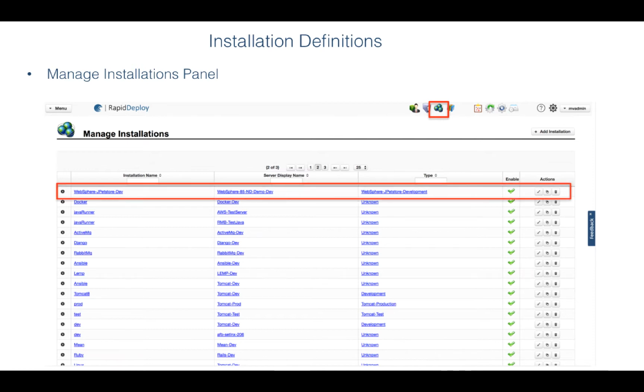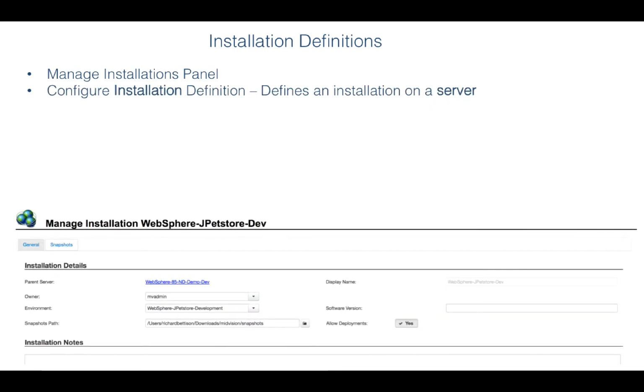Okay, here I'm going to just select this WebSphere JPET Store Dev installation. I'm going to have a look at it. There's actually not much detail about an installation. It has an owner. It has a snapshot path. And the snapshot path determines if we take a snapshot of this installation. So let's say it's a file system. We pull a snapshot of that file system back into RapidDeploy so that we can compare how that file system changes over time. We need to give a path of where we want to store that snapshot on the RapidDeploy server. Note, we're not telling it what to actually snapshot here. We do that later on in the orchestration on a project. We'll come to that later.